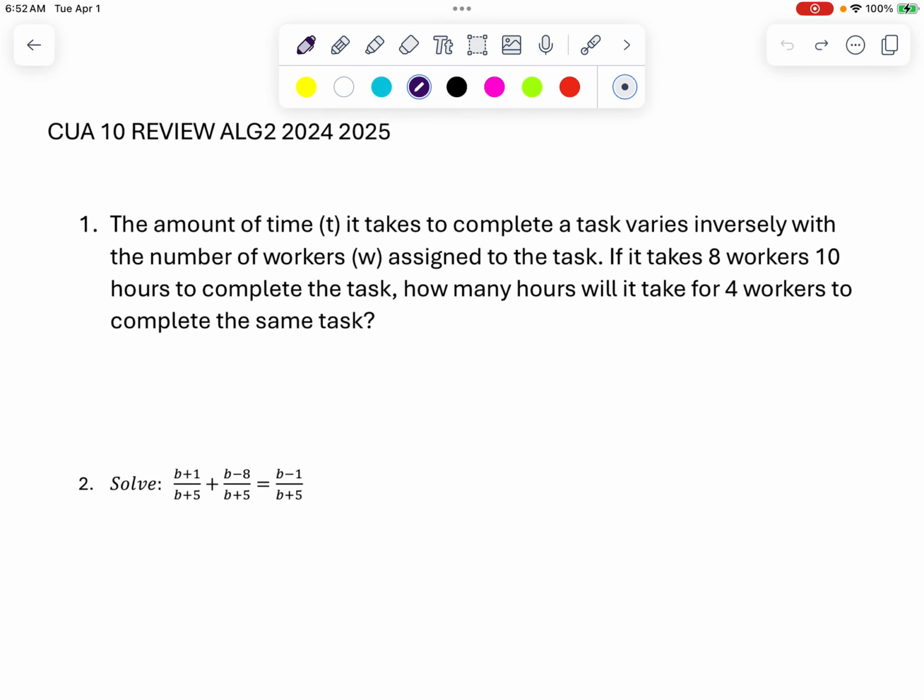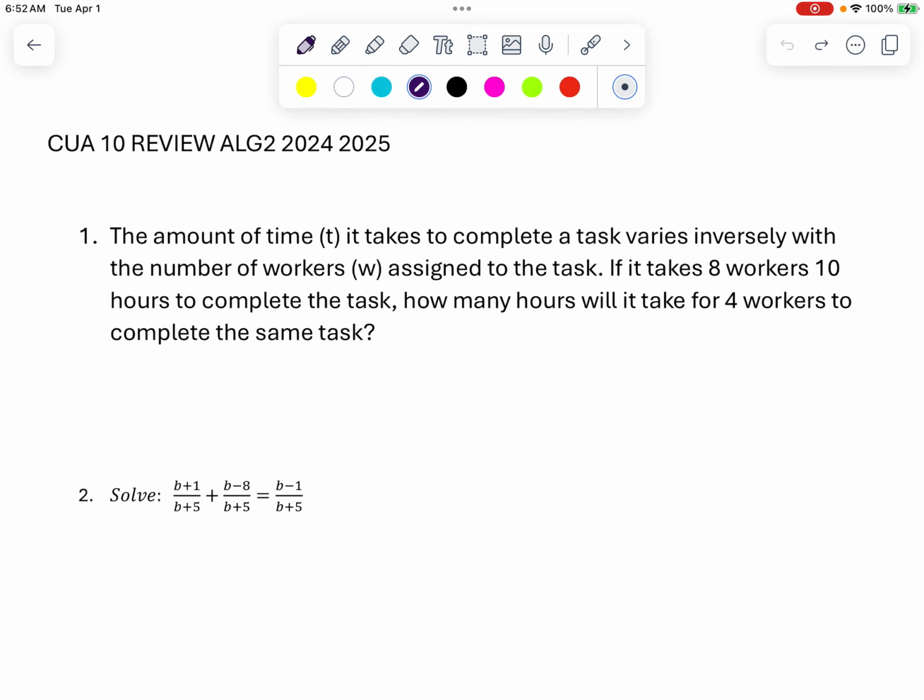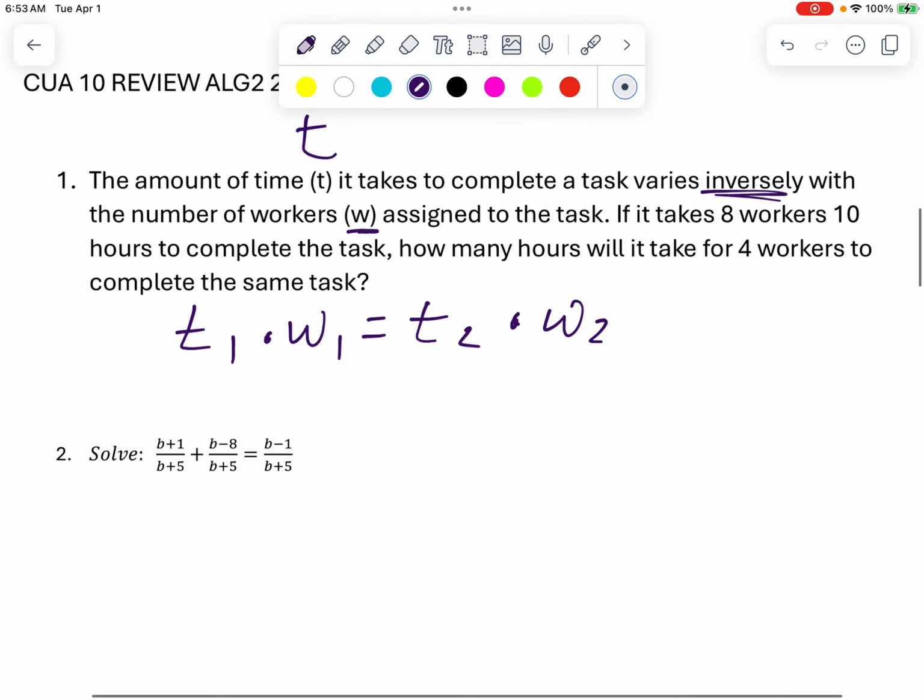All right, let's take a look at question 1 here. The amount of time t, so we have the variable t, that it takes to complete a task varies inversely with the number of workers w. So we are going to do t1 times w1 equals time 2 times w2. So then let's just plug in our numbers as we're reading the problem here.